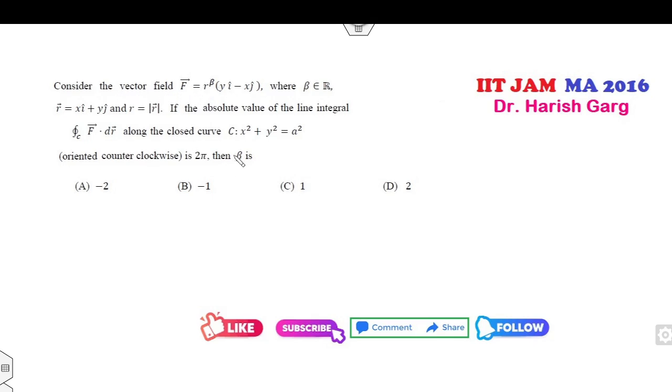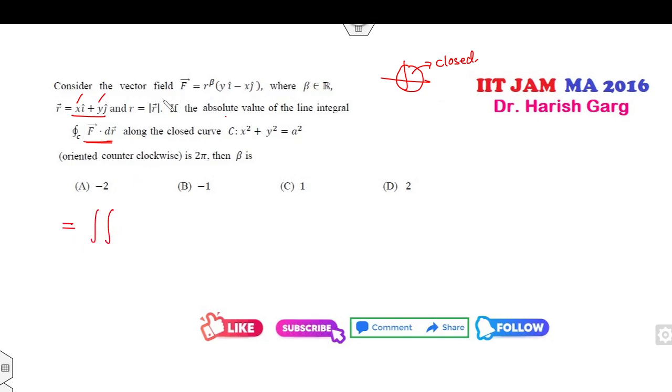Okay, consider the vector field F where beta is any real number. Small r is my magnitude, the absolute value of the line integral over the circle. So clearly this is a circle, which is closed, and P and Q, x and y, are polynomials, so they are continuous. Therefore you can apply the Green theorem.